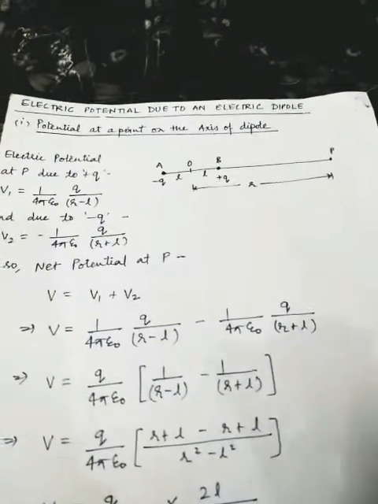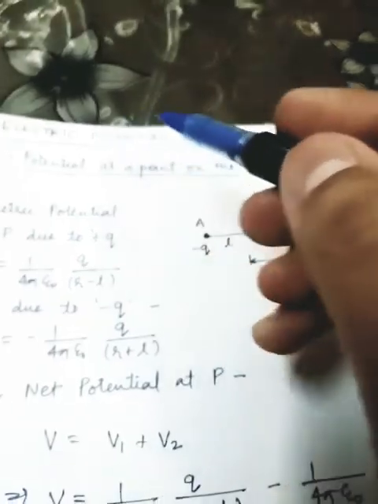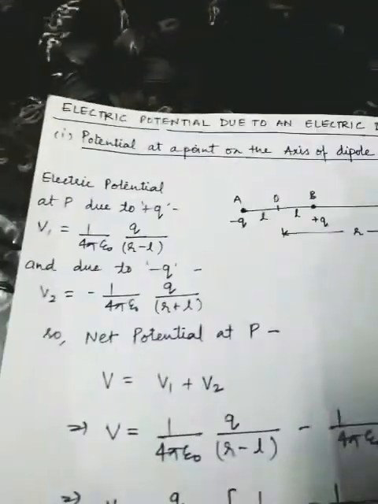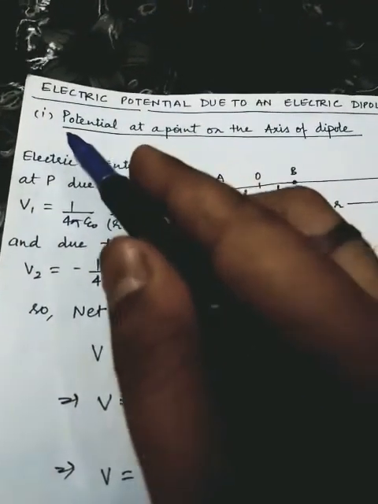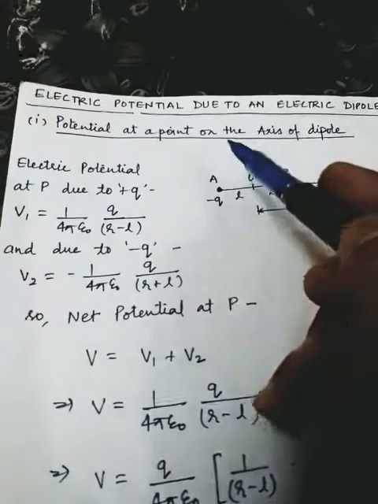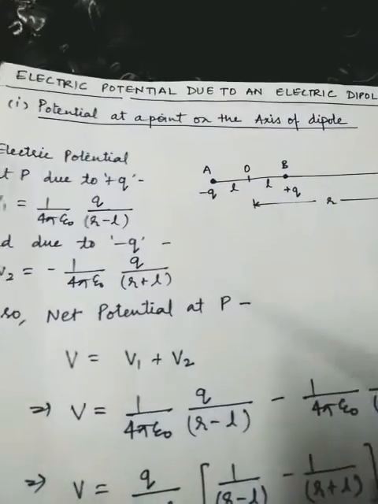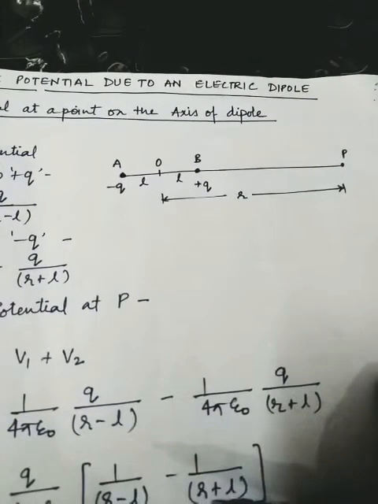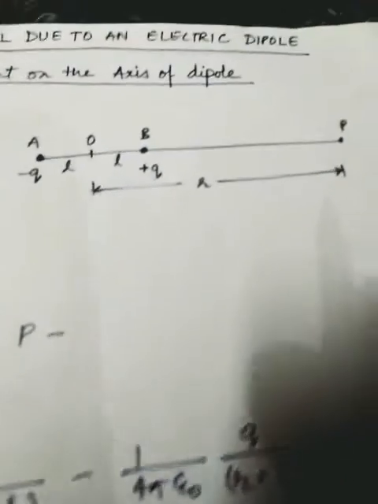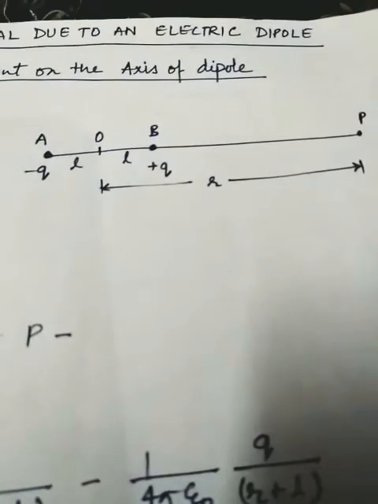Hello everyone. So let's start with the next topic, that is electric potential due to an electric dipole. First point is electric potential at a point on the axis of dipole. Means we have to determine the electric potential at any point on the axis of dipole, means on axial position. So first of all, let's see the diagram.